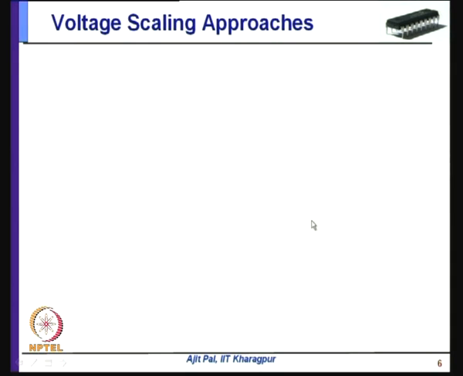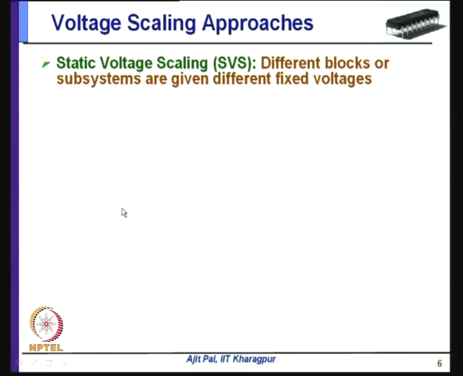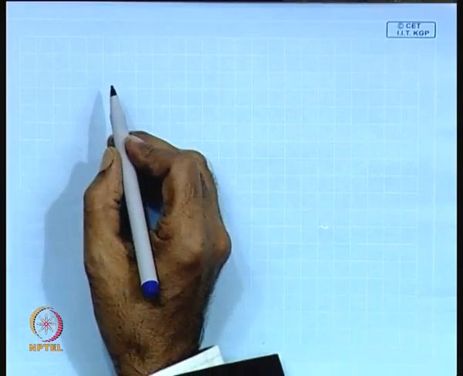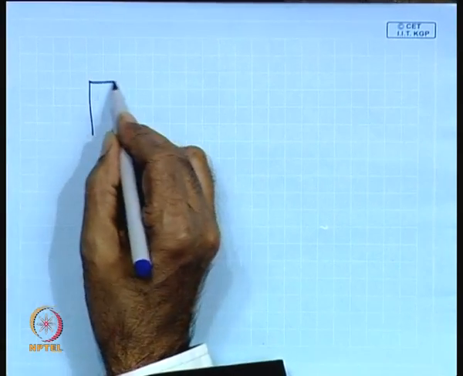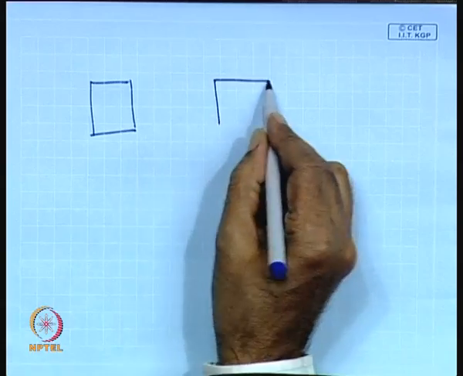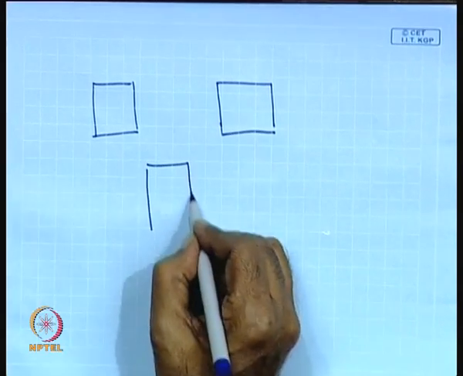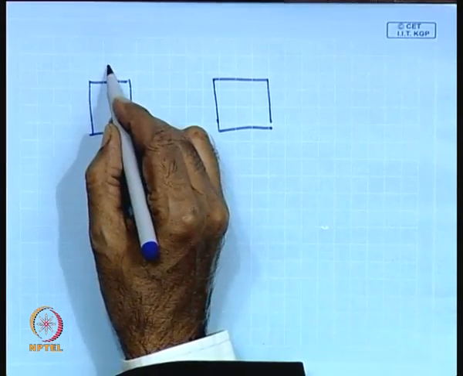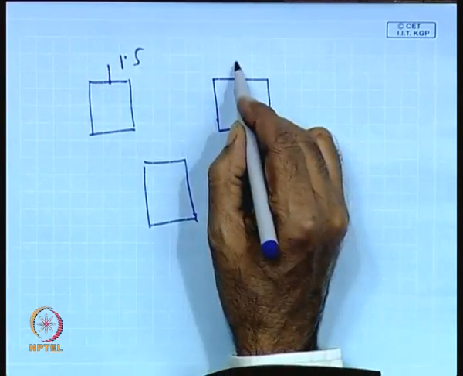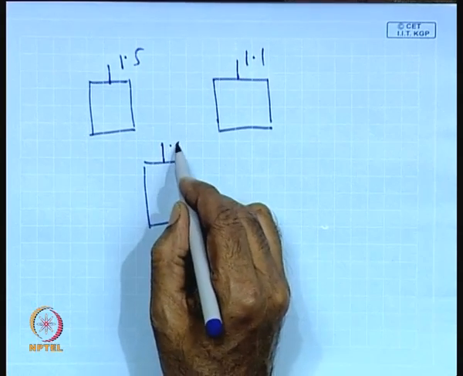Now, we shall consider various voltage scaling approaches. They can be categorized into 4 different types. Now, the first one is known as static voltage scaling. In case of static voltage scaling, different blocks or subsystems are given different fixed voltages. That means the entire circuit is divided into different voltage domains, say 3 different voltage domains, and one may be given 1.5, this is given say 1.1, this may be given 0.8.